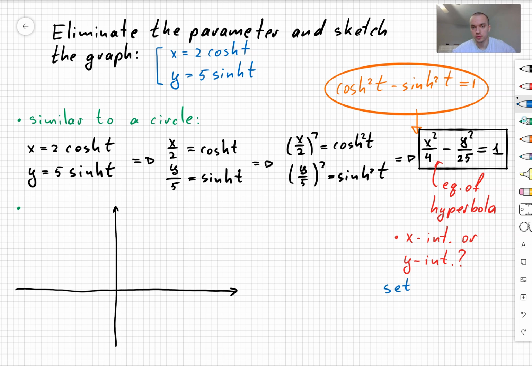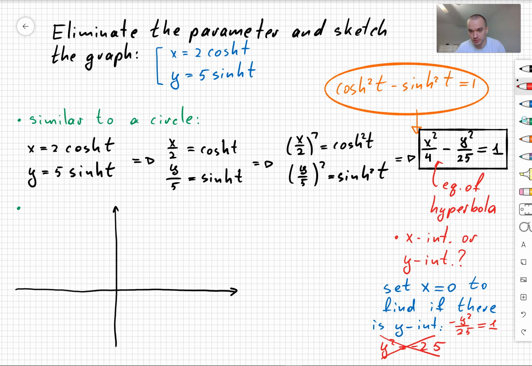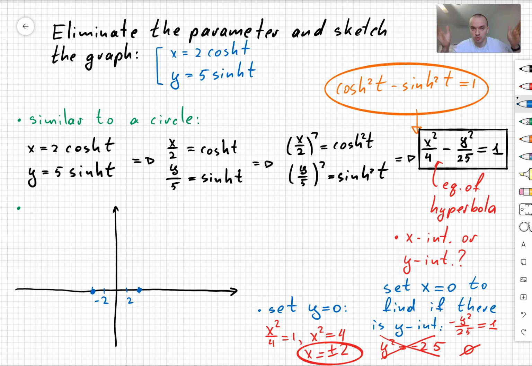For example, to find out if my hyperbola intersects the y-axis, I set x to 0. Then my original equation becomes negative y squared over 25 is equal to 1, or in other words, y squared is equal to negative 25, and there are no real solutions. So there are no points on the y-axis which belong to my hyperbola. But what about the x-axis? I set y equal to 0, and then x squared is equal to 4, so x is equal to plus or minus 2. So my hyperbola intersects the x-axis at those two points.